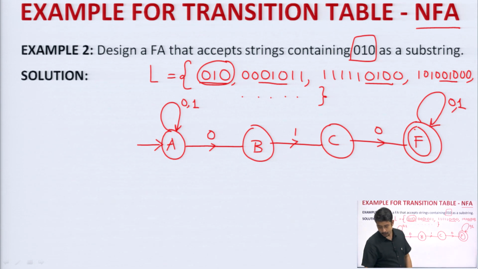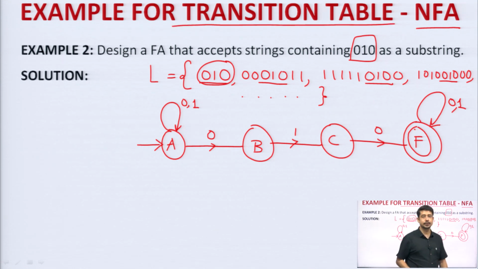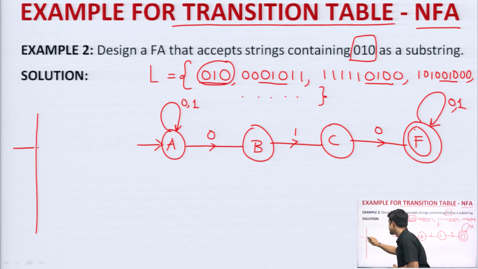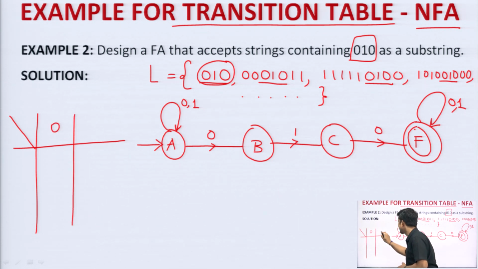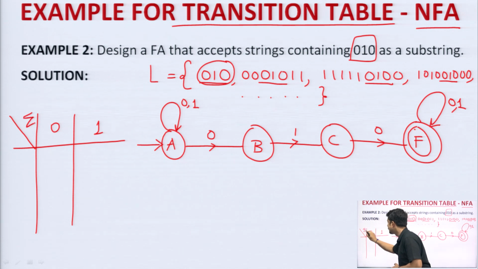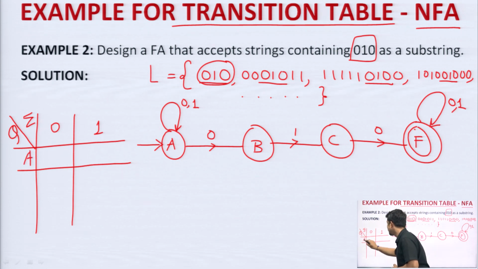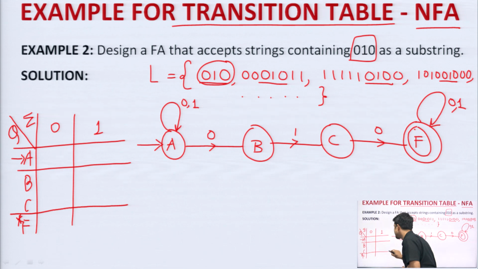Now, if we look into this concept, we have an example of a transition table for NFA. In the previous video we saw how to design a transition table; the same way you are going to design a transition table over here. In the columns we will have the inputs, that is 0 and 1, and in the rows we will have the states. We have A as the initial state, B, C, and one more, F, F being the final state.